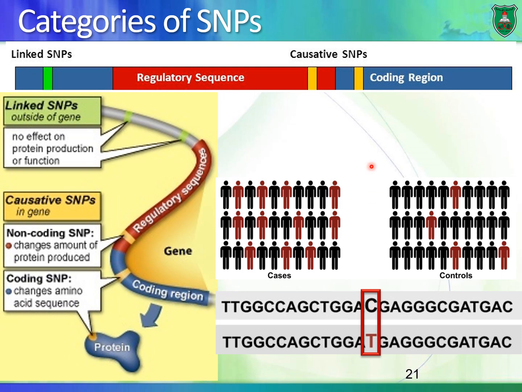What does that mean? Does that mean that if this C is mutated to a T, these individuals would be affected? No, not necessarily.